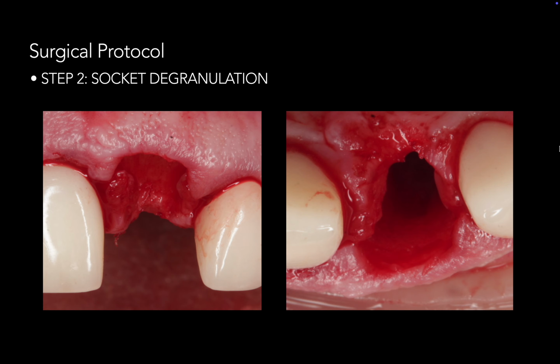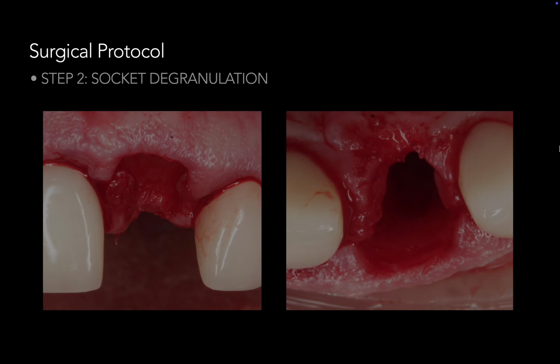The next step was for me to undertake socket degranulation. I wanted to ensure that we did not leave any sort of granulation tissue behind because the patient did present with a periapical pathology. So I used Gracey curettes along with copious saline irrigation to irrigate the area and clean out any granulation tissue.